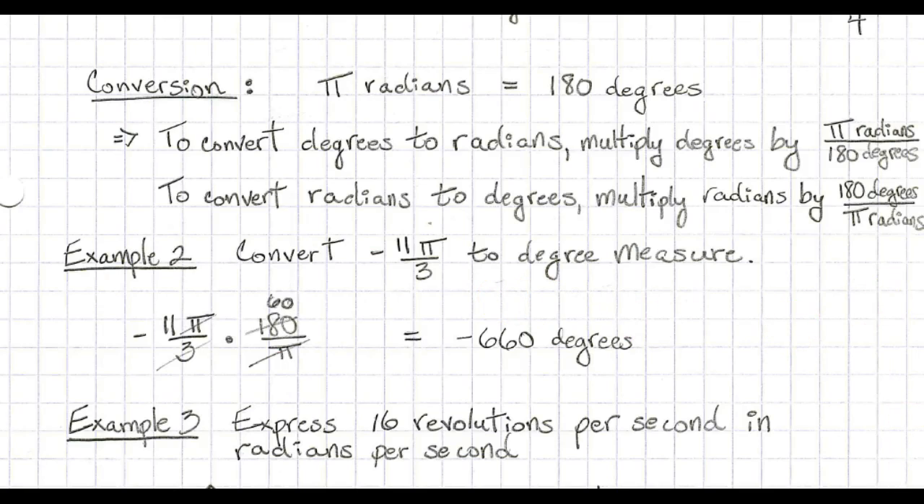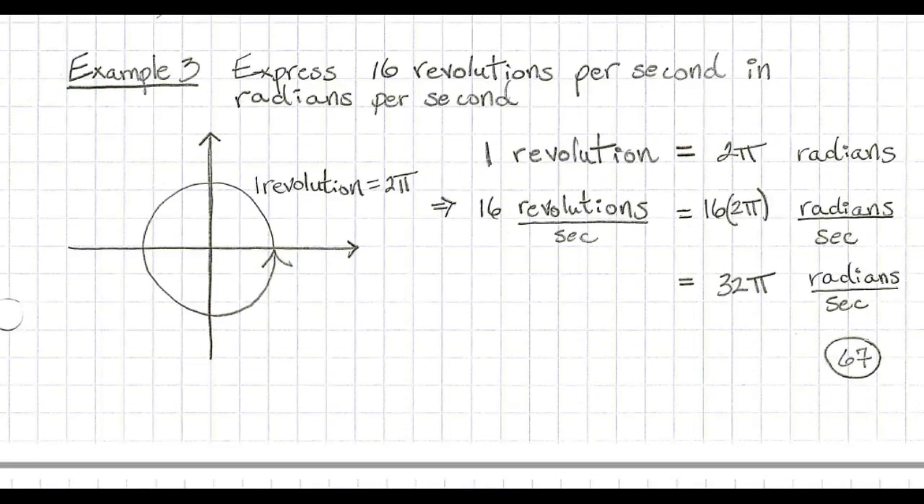Okay, as a third example, we want to express 16 revolutions per second in radians per second. So a revolution means like the wheel spun around once, right? We have revolutions per second. So one revolution is the same thing as 2 pi radians. So 16 revolutions per second would be 16 times 2 pi radians per second, or 32 pi radians per second.